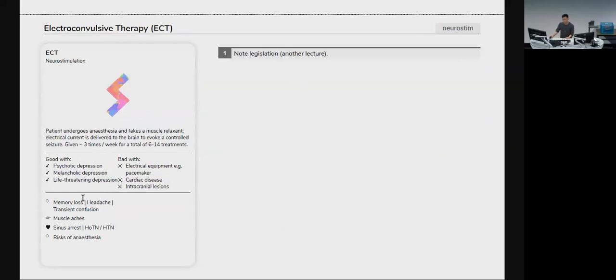So memory loss is probably the main one, and it's quite significant because it implies some loss of your own agency. And because you're getting electrical current in your brain, it seems like there might be damage to some structures there. And that seems very scary. And then the other ones to note are muscle aches, which are because of the muscle relaxant that you're given when you get ECT, and then cardiac effects.